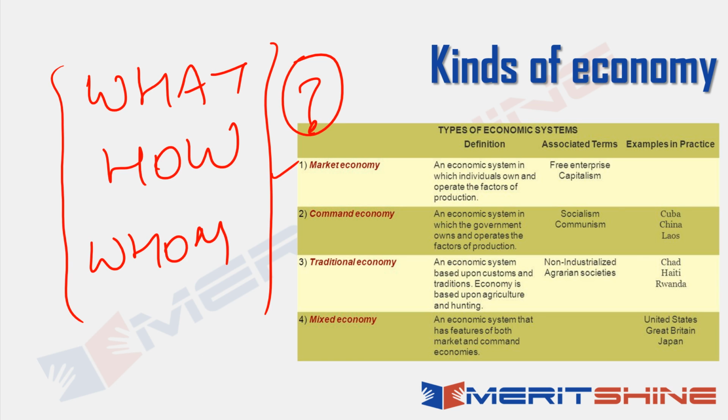So market economy, it's like free enterprise. Everything is like the free hand, the classical theory that we just saw. It says individuals own and operate factors of production, no intervention from government, invisible hand, the supply will have its own demand, etc. That's the market economy. Command economy we all very well know.